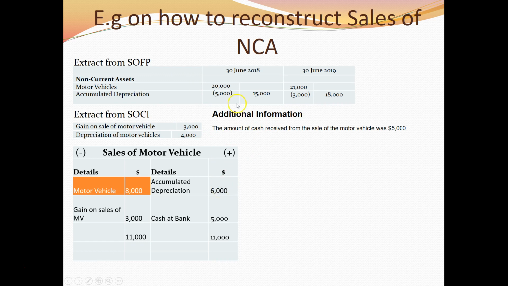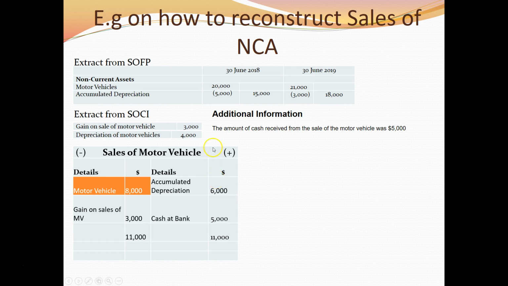Why is that so? It means at the beginning we have accumulated depreciation, or total depreciation, of 5,000. And when depreciation happens, it should increase, right? So 5,000 plus 4,000 is 9,000. However, at the end of the year, we are only left with 3,000 depreciation. It means the non-current asset that we sell, the accumulated depreciation was the difference. 5 plus 4 minus 3, so 6,000. So we put it over here.